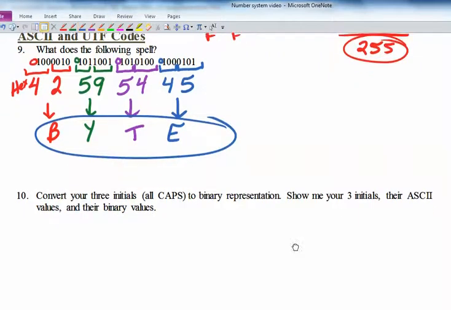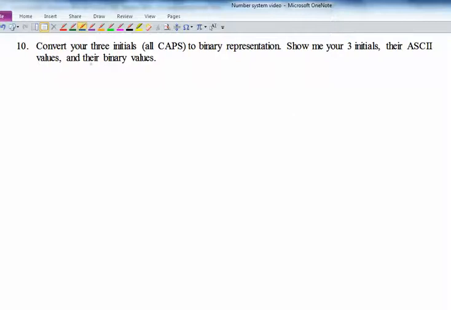Okay, number 10, of course, answers will vary since you are to use your 3 initials. So I'll do a sample problem, but of course yours will look different. All right, let's say my initials were DOS. Okay, so we're going to do a couple steps here. First, let's find the ASCII values, and let's use capital letters, by the way. Lowercase characters have different ASCII values. So I'm going to the hex column. So D is 44, and capital O is 4F, and capital letter S is 53.